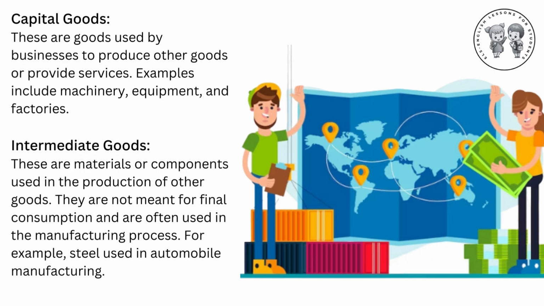Capital goods. These are goods used by businesses to produce other goods or provide services. Examples include machinery, equipment, and factories. Intermediate goods. These are materials or components used in the production of other goods. They are not meant for final consumption and are often used in the manufacturing process. For example, steel used in automobile manufacturing.